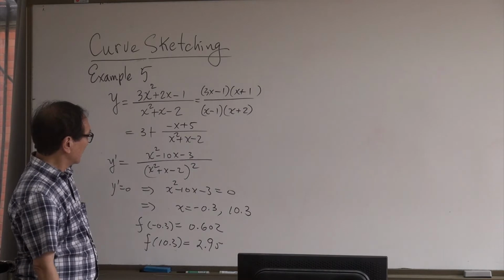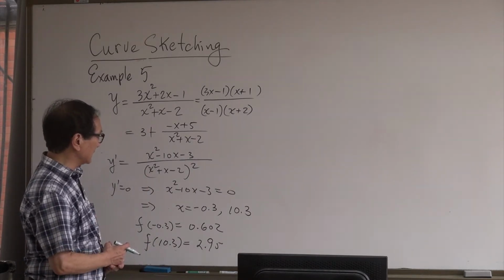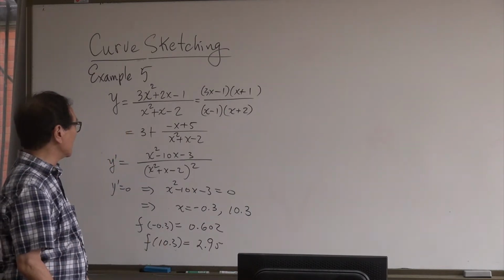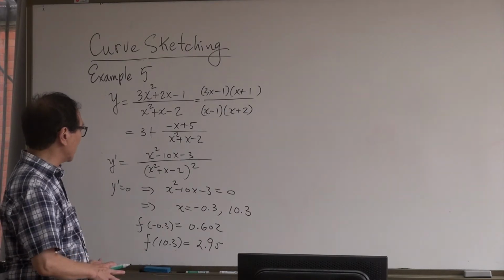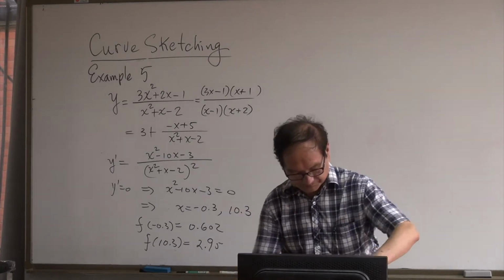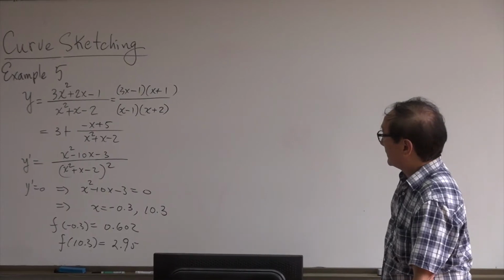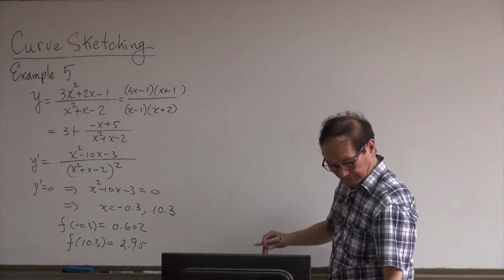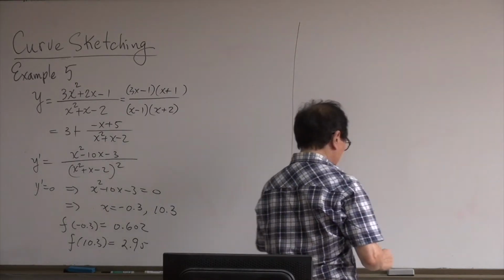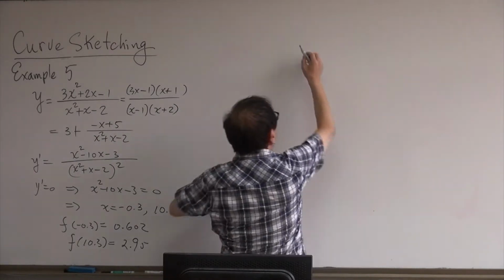Now, do we need a second derivative? We don't have to, because the curve is more or less determined. If you do need a second derivative, we can find it later. All right, now let's sketch the curve. It's not easy to draw a vertical line.